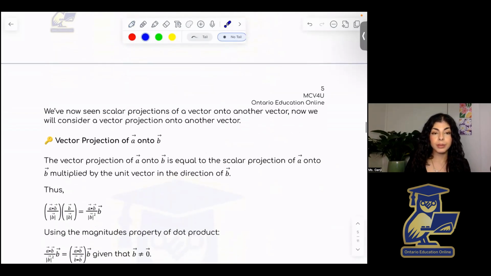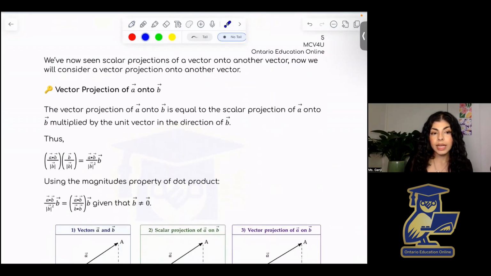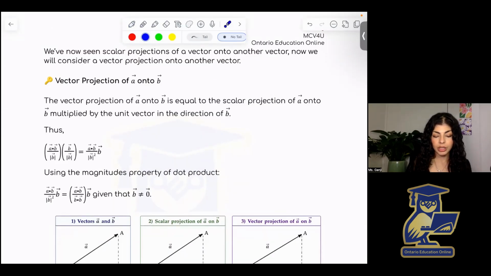So now we've seen scalar projections of a vector onto another vector, and now we're going to consider a vector projection onto another vector. So this is actually a very similar process. So when we are finding the vector projection of vector A onto B, this is equal to the scalar projection of A onto B, but multiplied by the unit vector in the direction of B, which is really just the vector B divided by its magnitude, which gives it a unit vector.